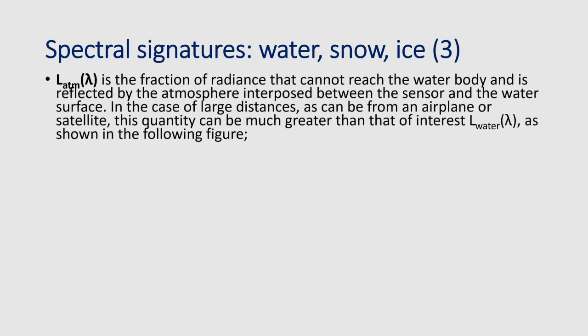All right, so the fraction of energy, the L ATM, that is coming from the atmosphere, and of course its function that is depending on the wavelengths here, is the fraction of radiance that cannot reach the water body and is reflected by the atmosphere interposed between the sensor and the water surface. In the case of large distances, as can be from an airplane or satellite, this quantity can be much greater than that of interest, L water, as shown in the following figure.